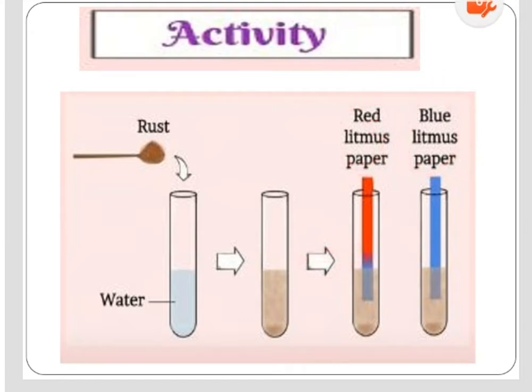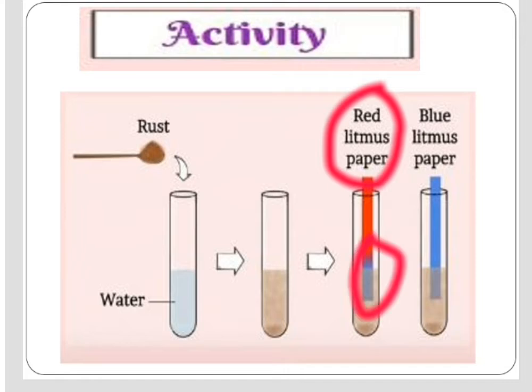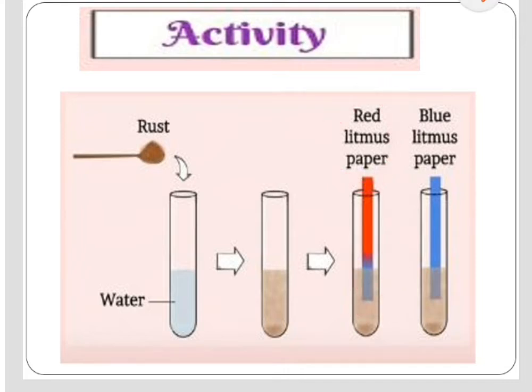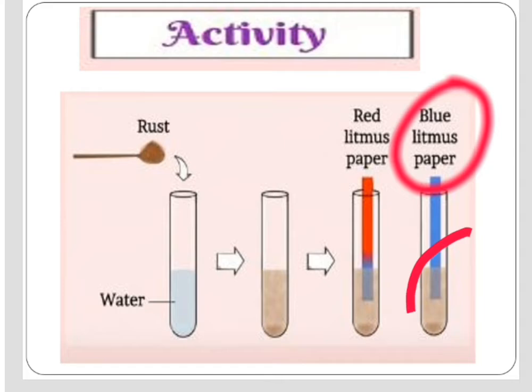Now, observation. The solution of rust and water changes the color of red litmus paper to blue, and blue litmus paper does not change color. Conclusion: rust is basic in nature.